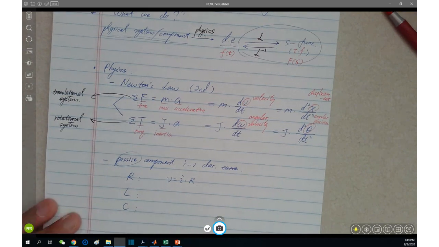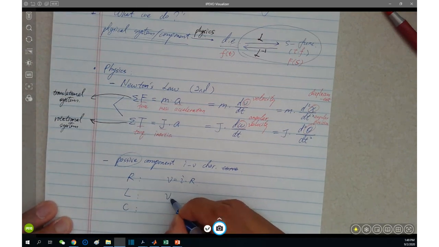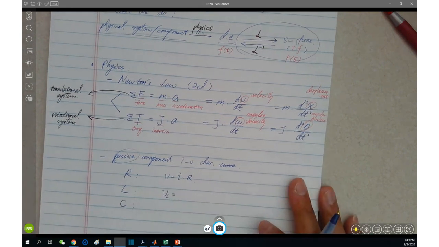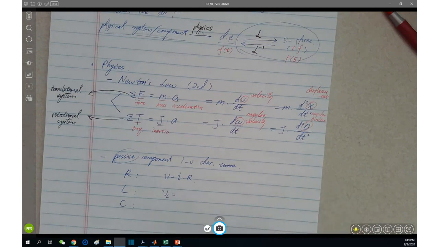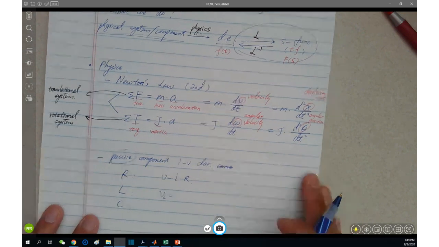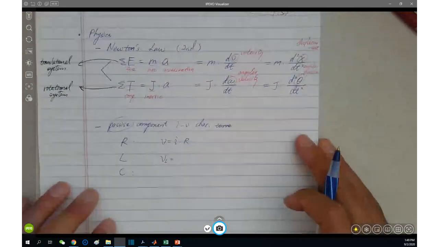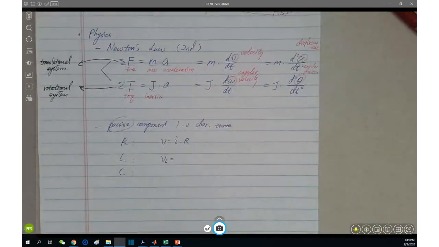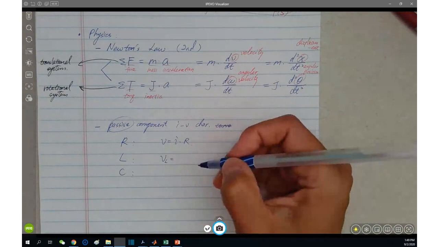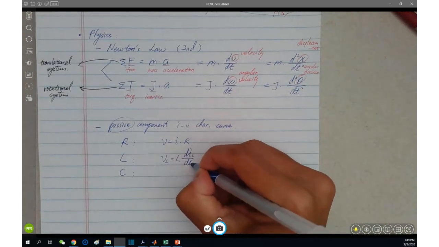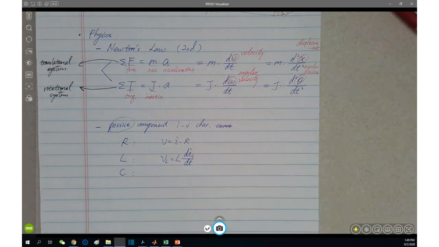To L, the voltage across the inductor equals what? Anyone remember this from circuit 1 or 2, whatever? Anyone remember? Voltage across the inductor. It's L dI/dt. Good. That's correct. Very good. Okay. This is the inductor.